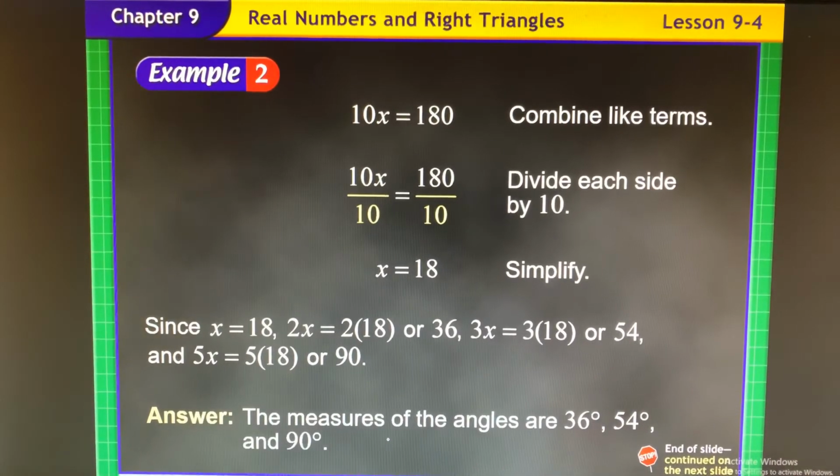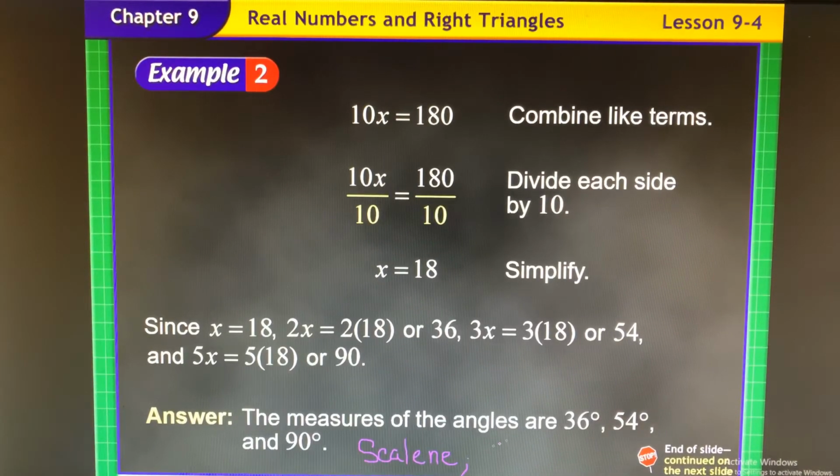Now, what I want to show you here is that you don't even need a picture of the triangle to identify what kind of triangle this is. I look at my angles. First, I notice that none of the angles are the same. If none are the same, it's a scalene triangle, because if no angles are the same, that means no sides are the same. Then I look at my angles and decide, is it acute, obtuse, or right?